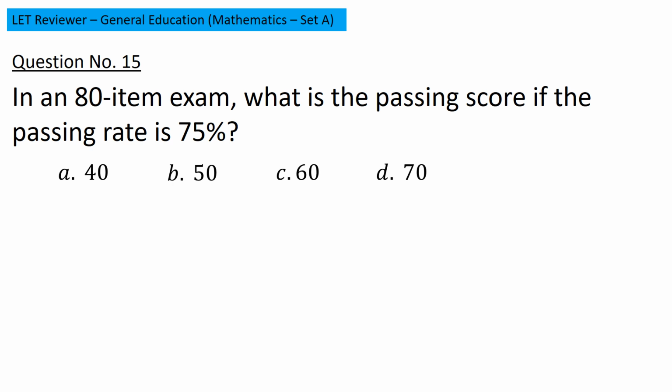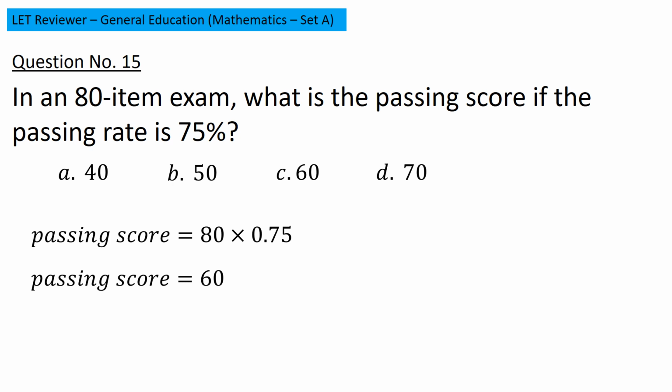So, we have the given 80-item exam, yun yung total niya, 80. At naalam natin kung ano yung passing score, kung ang passing rate daw ay 75. So, to determine the passing score, you simply multiply 80 by the equivalent value of 75% into decimal, which is 0.75. So, 80 times 0.75, that will give you 60. So 60 is the passing score kapag ang number of items natin ay 80 at ang passing rate ay 75. So our answer here is 60.